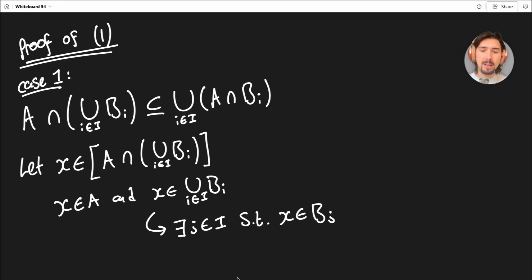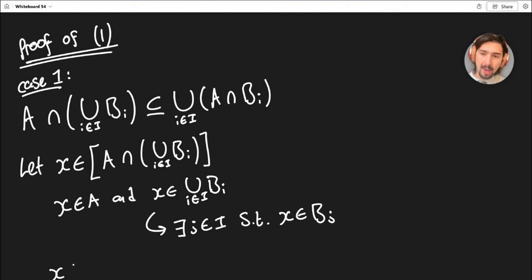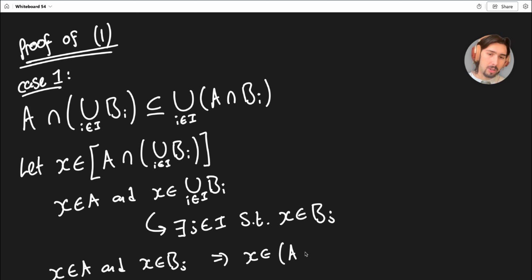It has to be in at least one of those sets. So let's just say it's in J for sure. It could be in several, but we'll say that it's definitely in J. If that's the case, then we have that X is in A and it's in BJ, okay? That implies that X is in the intersection of them. So X is in the intersection of A and BJ.